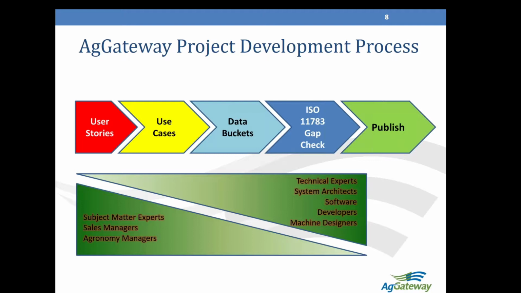And the gap check with the 11783 spec is an important part of this, because this is where the two groups, AgGateway and AEF, are collaborating to make enhancements to the 11783 spec, to add DDIs, to clarify things, to make improvements to the specification, to support the needs of both the industry but also ADAPT.